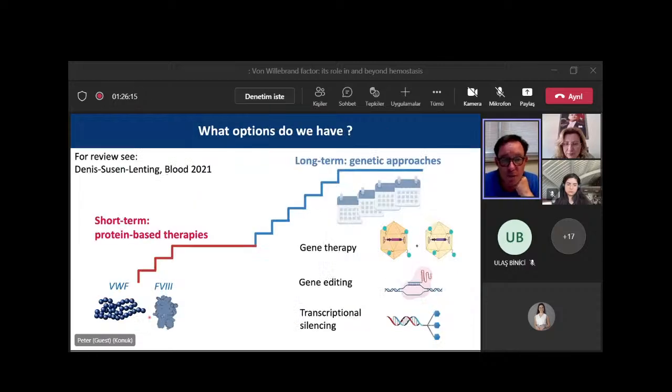So one of the things we have been thinking about for the last 5 or 6 years in our lab is what can we do to improve this type of treatments? And together with Cécile Denis and Sophie Sussen, we have written this review in Blood 2001, VWD, What Does the Future Hold? Where we were especially describing new types of treatments that you can think of.